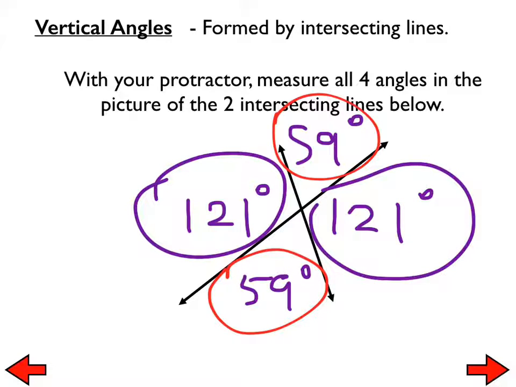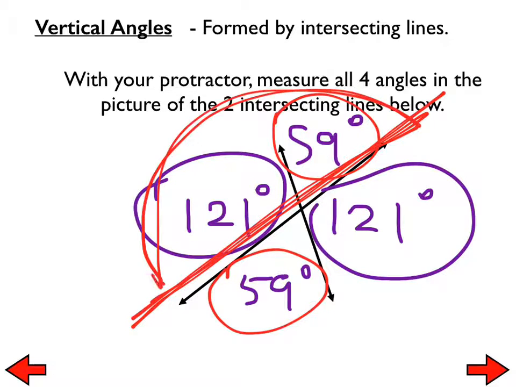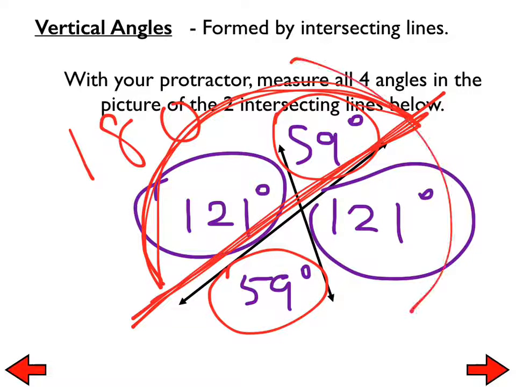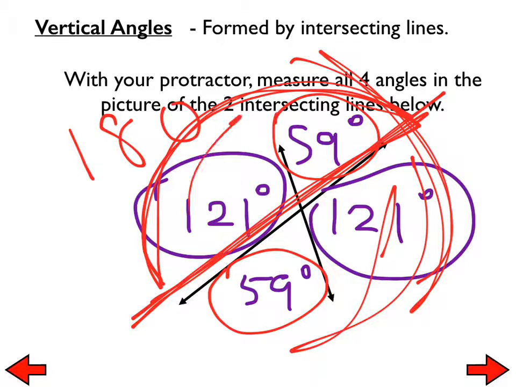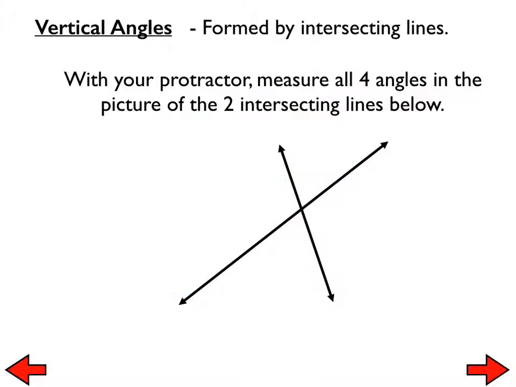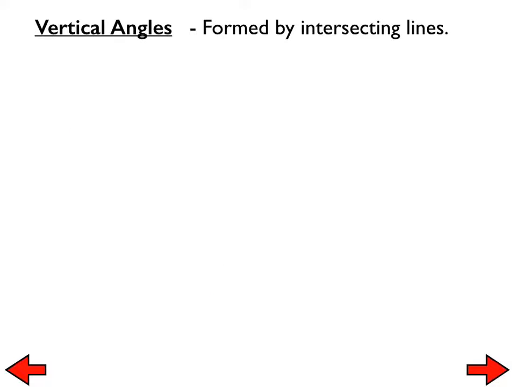Also, I hope some of you notice that these are made of straight lines. So 121 plus 59 is how much? 180. It made a straight line. It also makes it this way, and this way, and this way. Those are supplementary angles.